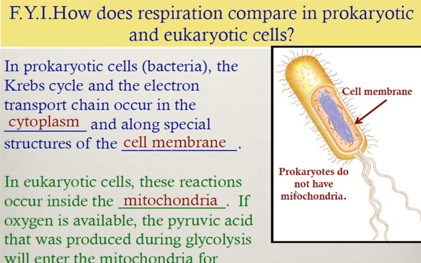Prokaryotes do not have mitochondria, so that's not where respiration occurs. Respiration occurs for them in the cytoplasm. Remember, all cells have 4 basic components: cytoplasm, cell membrane, genetic material, and ribosomes. Since they're very basic, their metabolic reactions are happening in the cytoplasm.